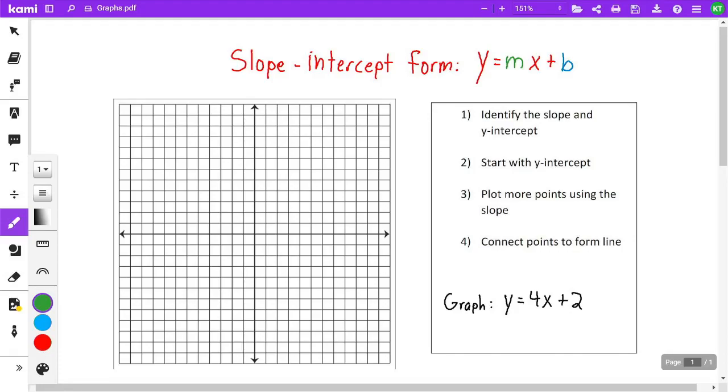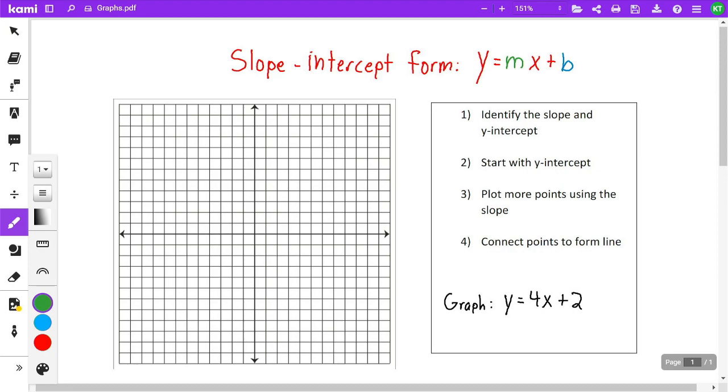When graphing equations in slope-intercept form, which is y equals mx plus b, there are 4 steps which we are going to follow. So today we're going to be graphing the equation y is equal to 4x plus 2. So step 1 is to identify the slope and the y-intercept.